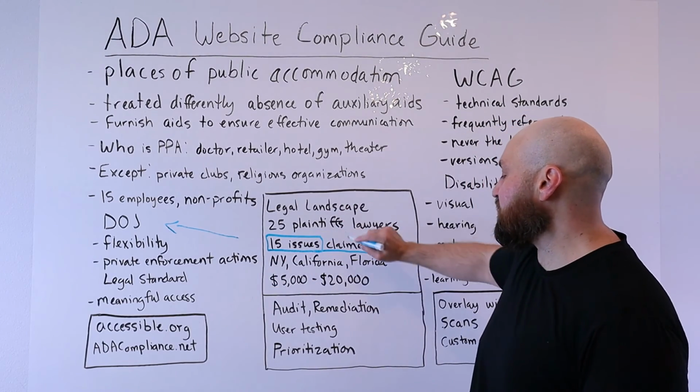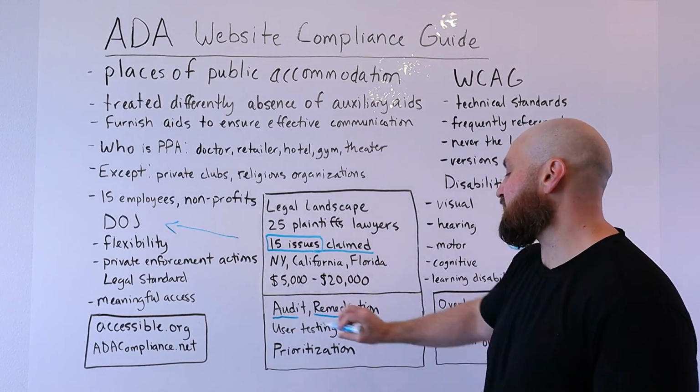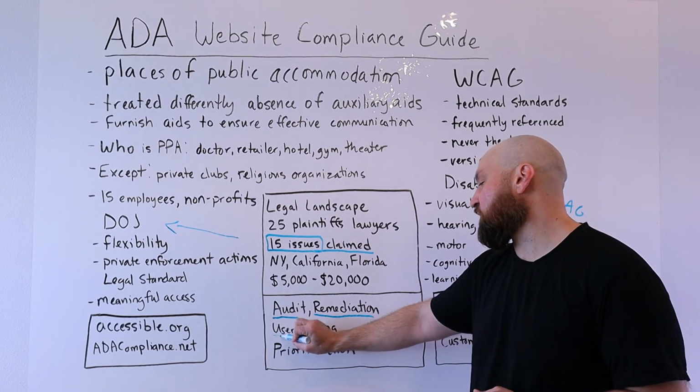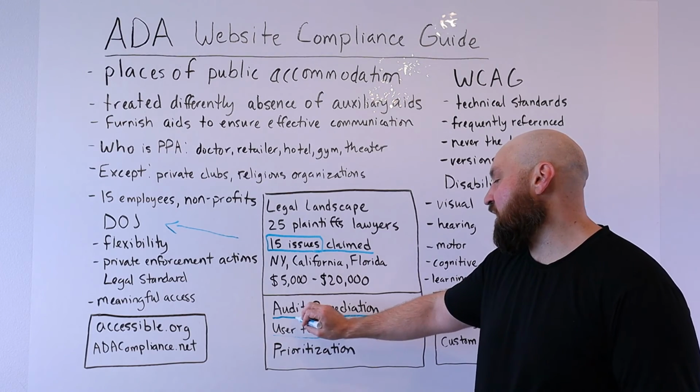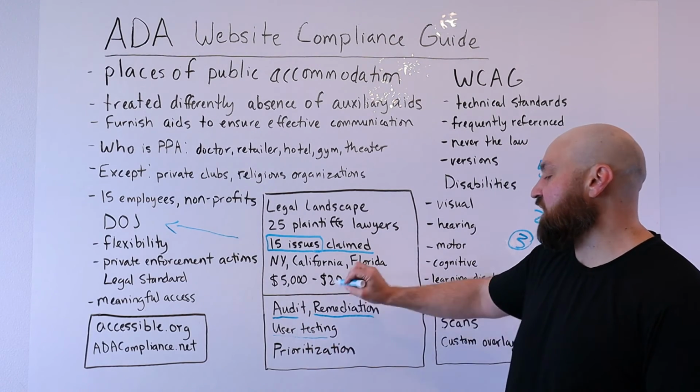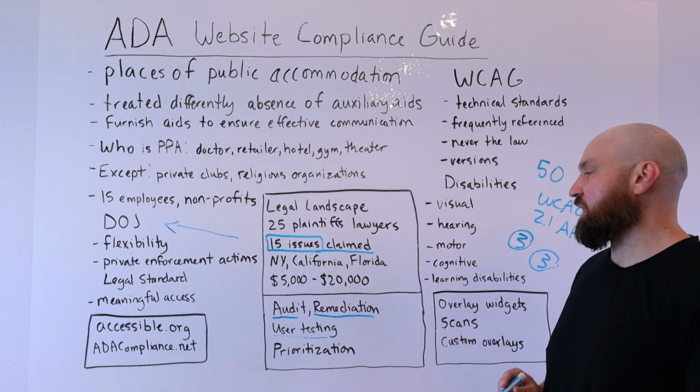So you want to find the issues on your website, you want to audit, and then you want to remediate. That is the best course of action. And then it's always good if you can top things off with user testing. But with that audit, you want to have a prioritization of the accessibility issues so that you can take care of those first during remediation.